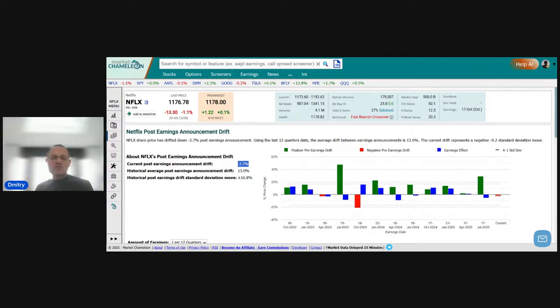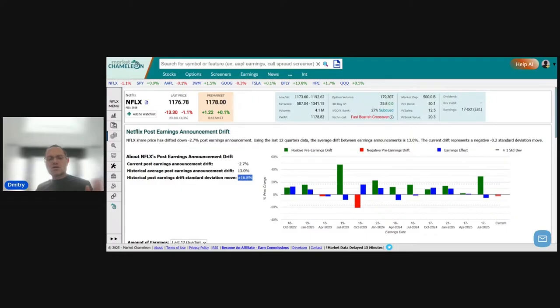And on average, if we took the average post-earnings drift for the whole period, let's say 3 months, and averaged out the positive and the negative drifts, on average it moved up 13%. And the average move up or down between that period, so let's say those 3 months excluding earnings, is up or down 16.8%. Or the standard deviation drift is 16.8% up or down.